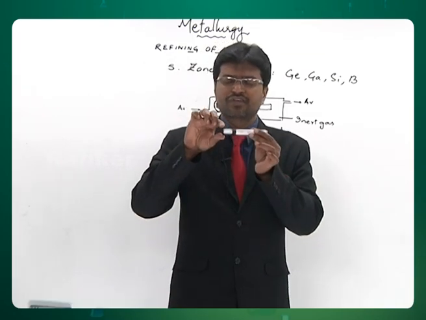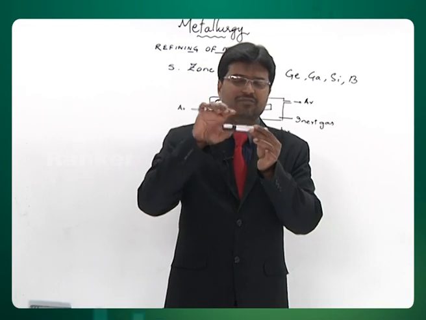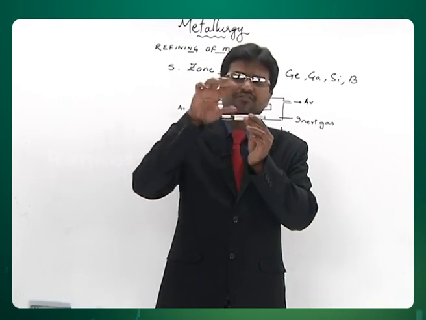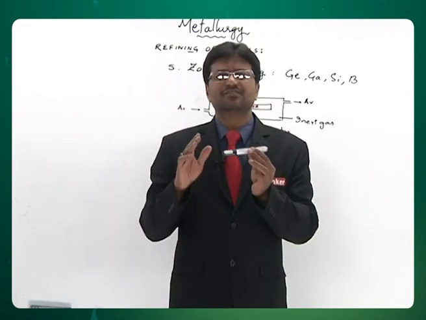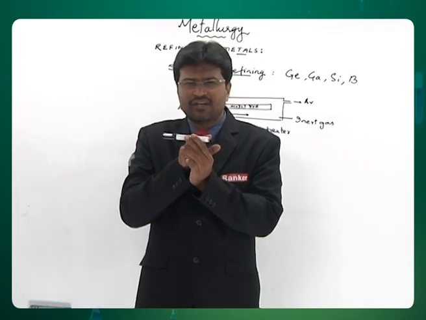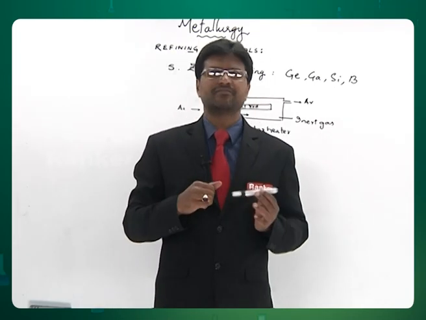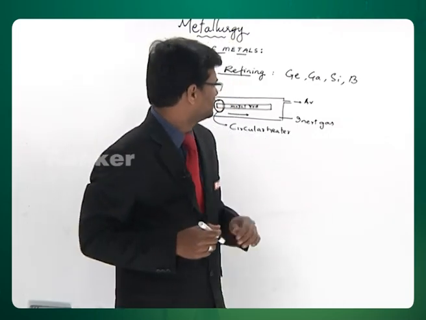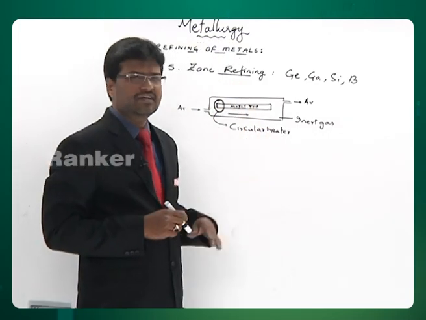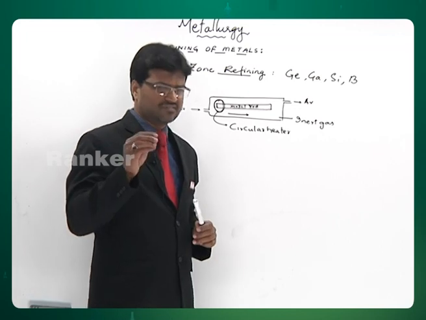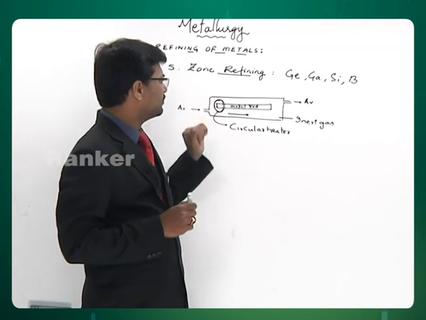So you move the heater in one particular direction several times. You go up to here, you switch off, come back, again go like this. So all the impurities will be driven to one corner, then discard that corner. That becomes ultra pure. So that is what is done here. So ultra pure substances, ultra pure metals are obtained by zone refining.